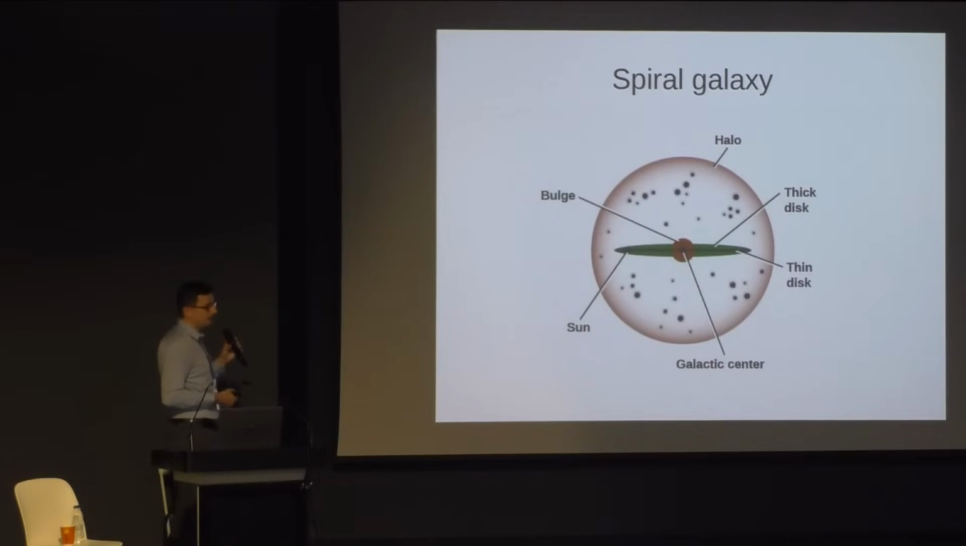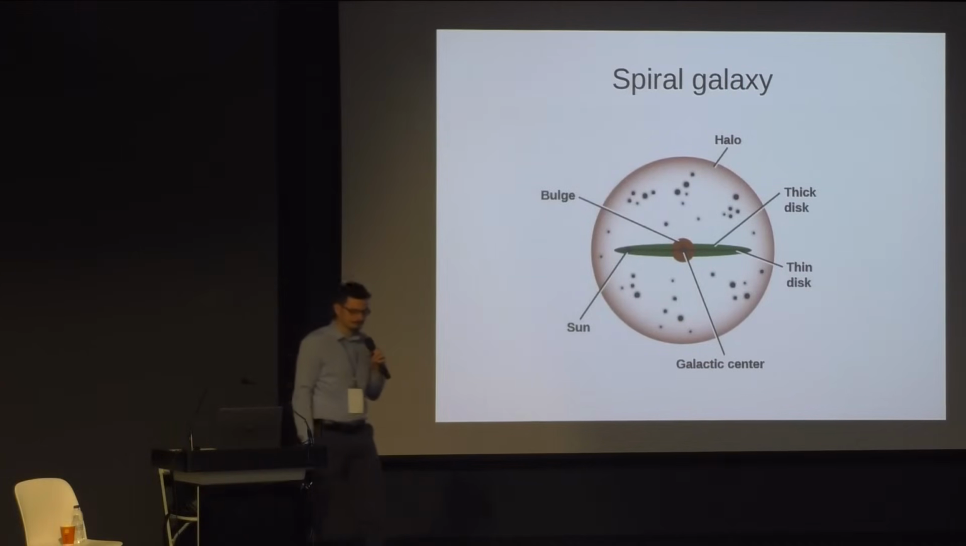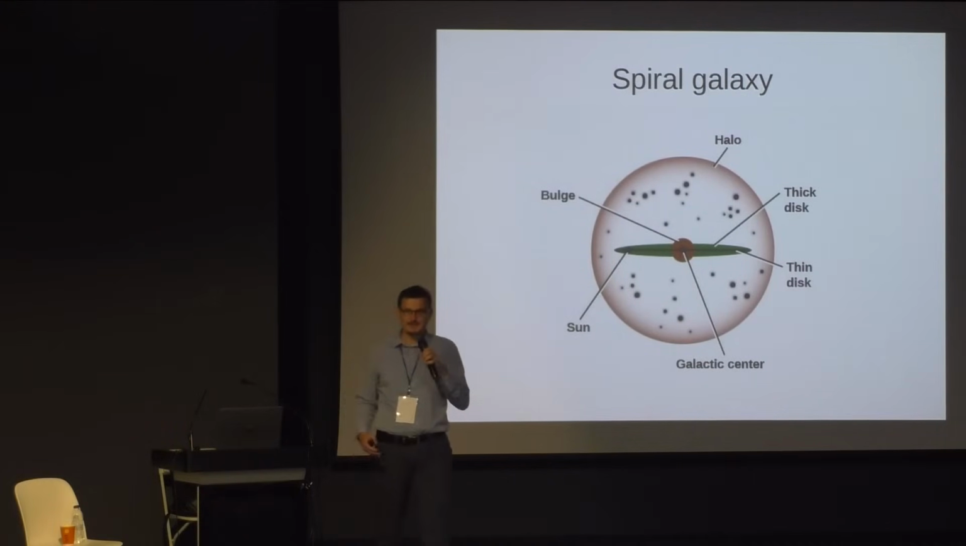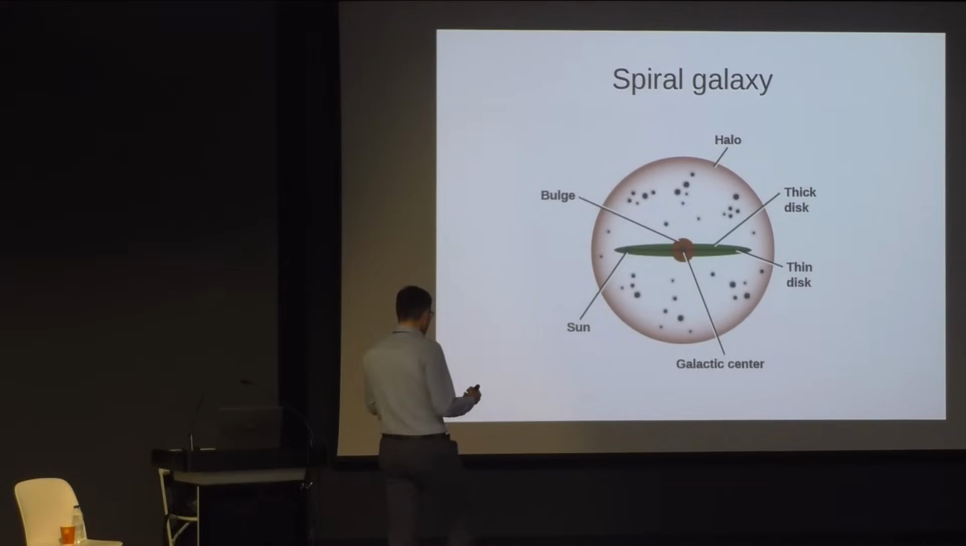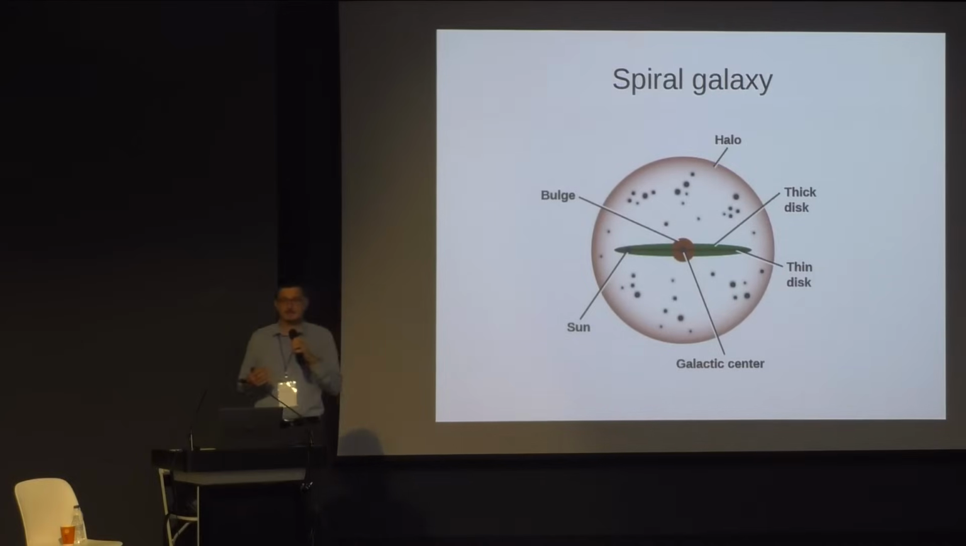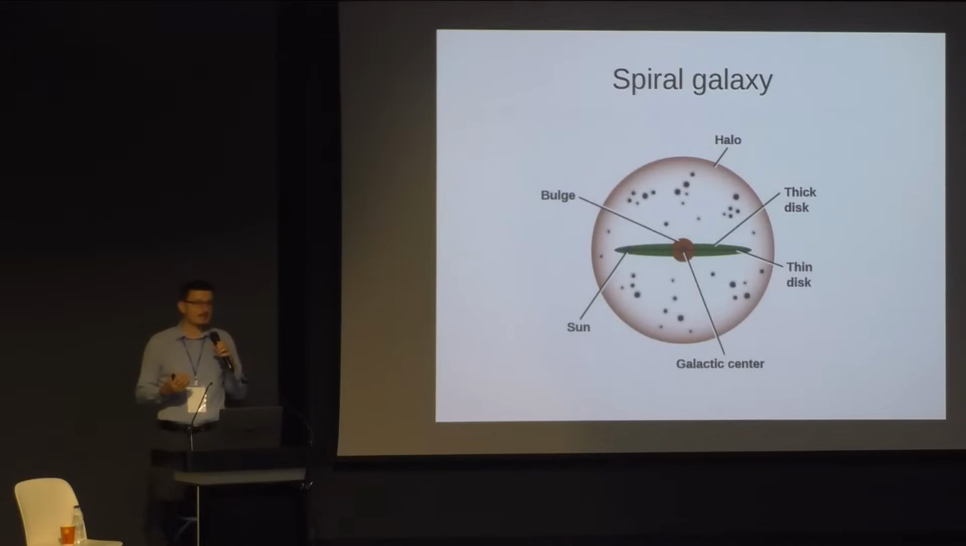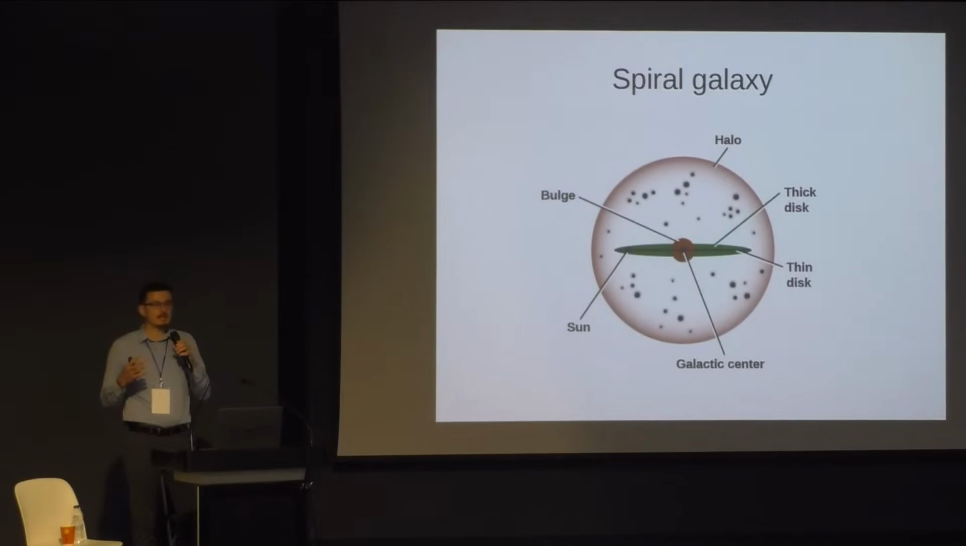Do you know why gas is important in galaxies? Why is it important that we have gas in a galaxy? Can we have stars without gas? Because stars are formed by the collapse of gas. So gas in the galaxy collapses and forms stars, and that's the reason why we can see galaxies and stars.